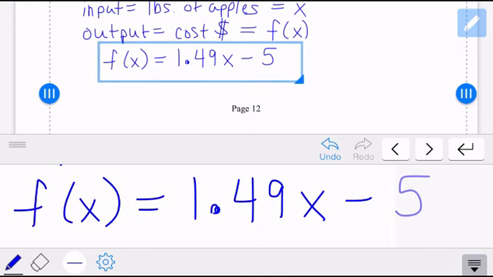Okay, so that's it for writing the function rule given a relationship. If you have any questions on that, make sure you ask. Otherwise, you can go ahead and move on to the next one, which is writing the rule given a table.